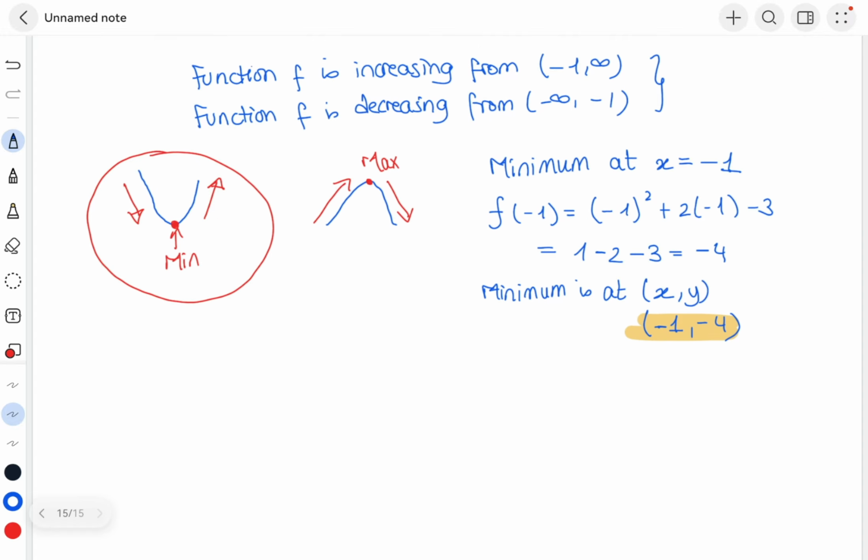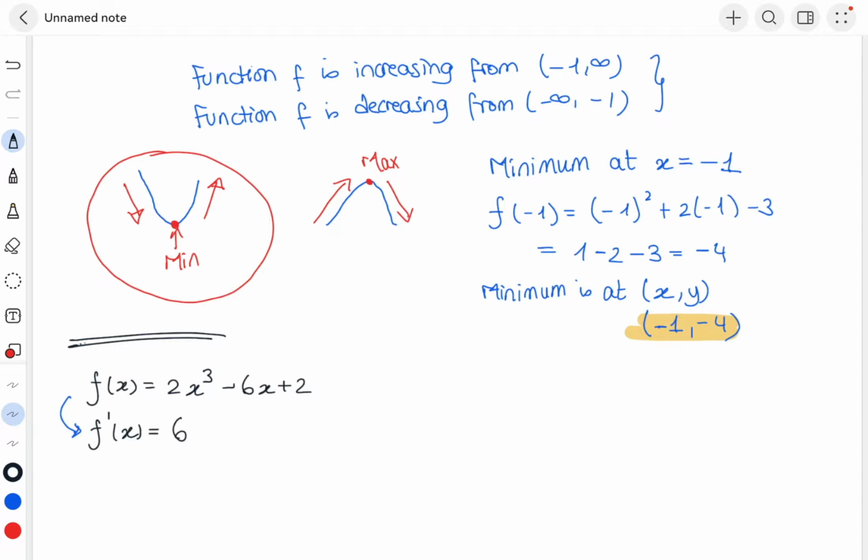Let's do another example. Now, as we said, we need to find when the function is increasing or decreasing and whether we have any maximum or minimum. And the first derivative test helps us do that. To find that, first we'll need to derive. So we'll find f prime of x. F prime of x is 2 times 3, which is 6, x squared, minus 6, plus 2 will become 0 since it is a constant.